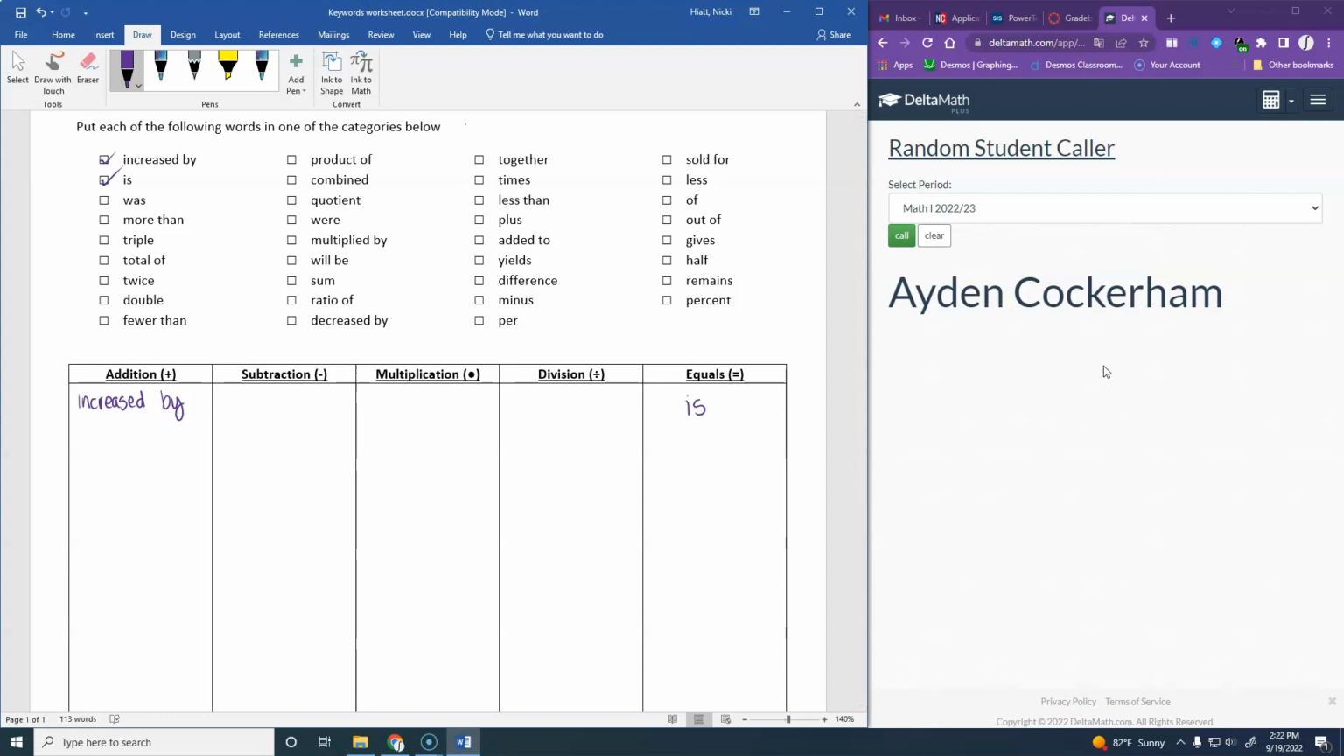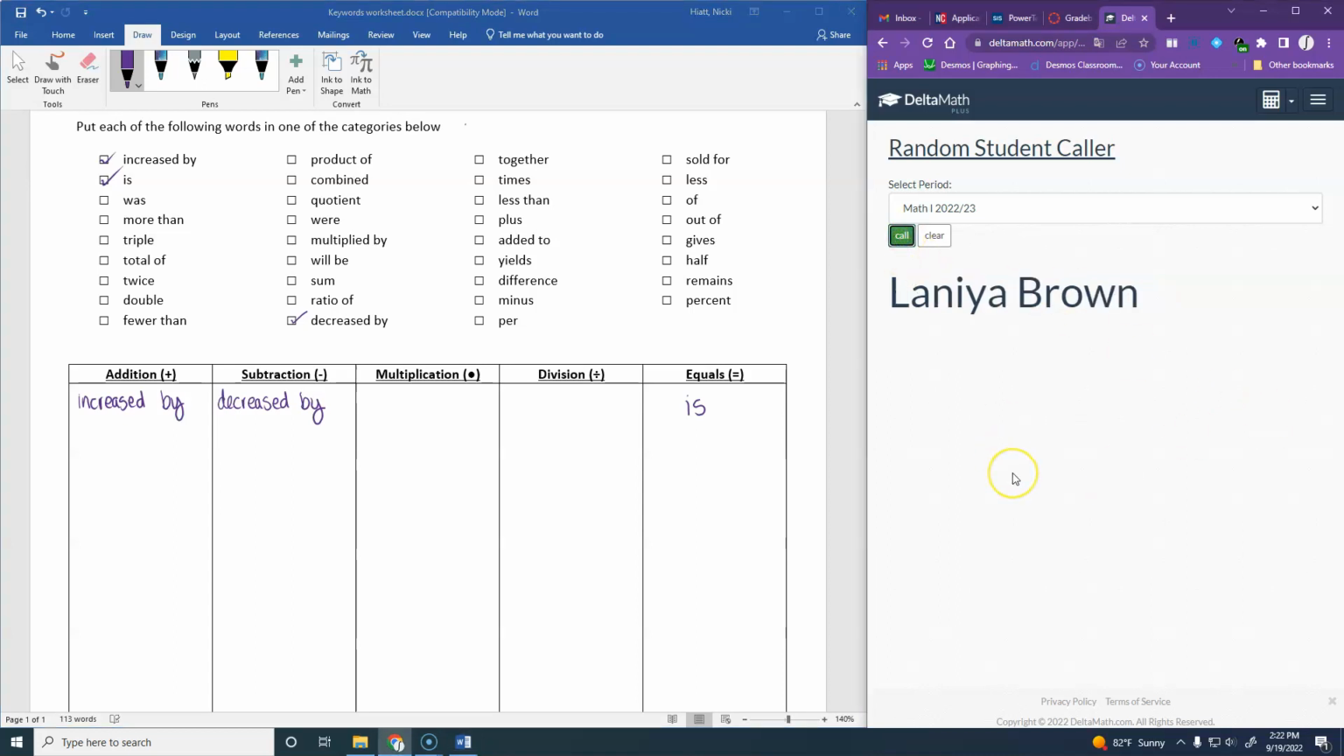If you've got one you didn't know where to put, put that in the spot, or if you got it in the wrong spot, fix it. All right, Blakeland? Decreased by. All right. Decreased by, where's that one go? Subtraction. Perfect. All right, we got that one. All right, Lanaya? Good. Minus right there.